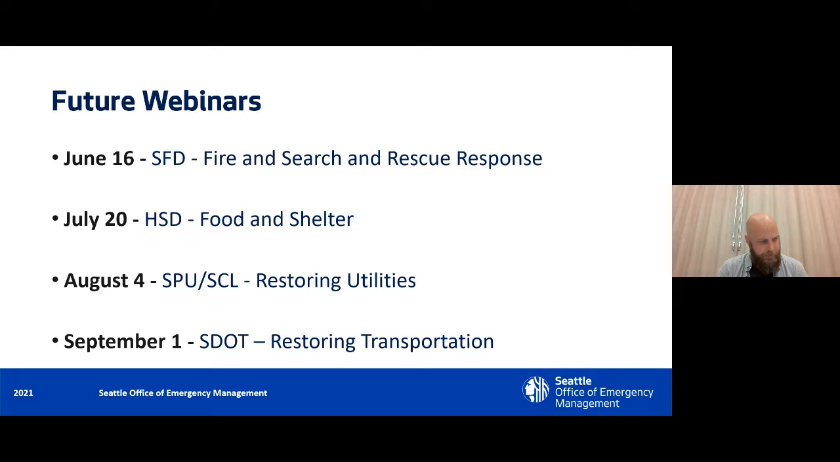This session is really going to focus on describing at a very high level how the city will respond during a major earthquake and what implications that has for the public and your preparedness efforts. Future sessions will dive much more deeply into specific areas of response, and we'll have department representatives who are responsible for and can speak to those specific areas of response.